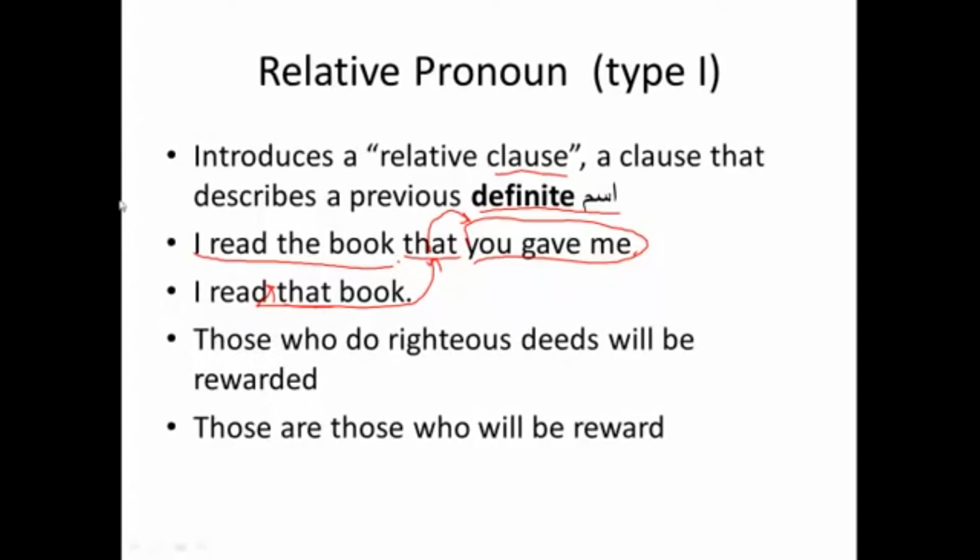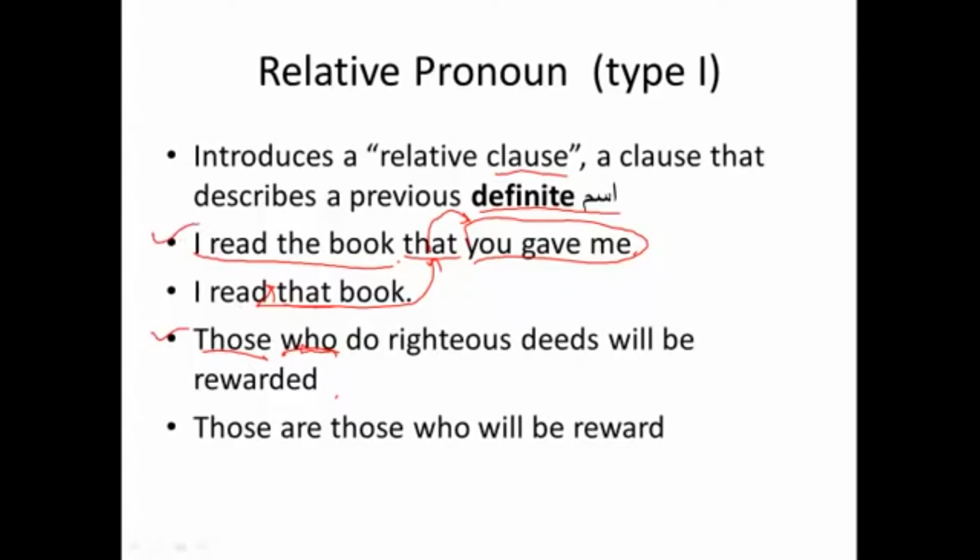Again, we'll have another example. Those who do righteous deeds will be rewarded. This, who do righteous deeds is pretty much a full sentence. It doesn't sound like it, but it is full, at least a full clause. This, those, what is it describing? It's describing something that came in the sentence before, or something that's coming at a different time. But either way, it's introducing a descriptive clause to another noun. So this is a relative pronoun. Check.